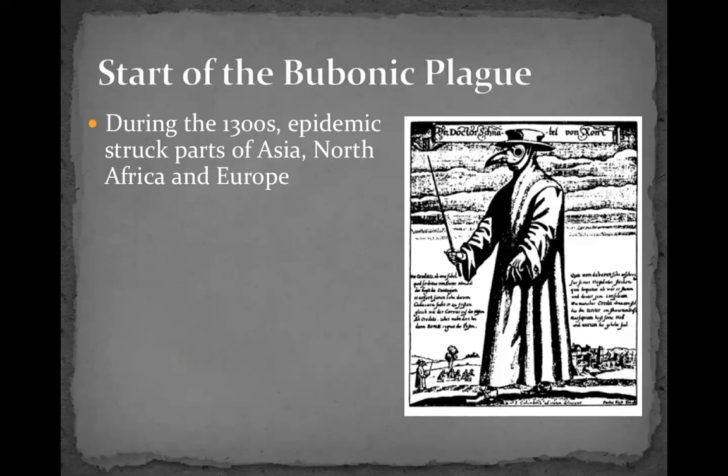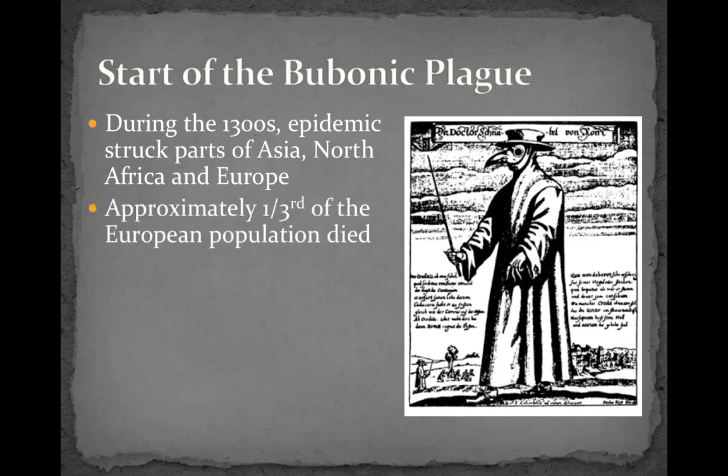During the 1300s, an epidemic struck parts of Asia, North Africa, and Europe. An epidemic, a word that you've probably been hearing a lot lately, just means a widespread occurrence of a disease. So this disease occurred in widespread areas throughout Asia, North Africa, and Europe. When this happened, approximately 1/3 of the European population was killed by the plague. And as such, the plague ripped society apart.